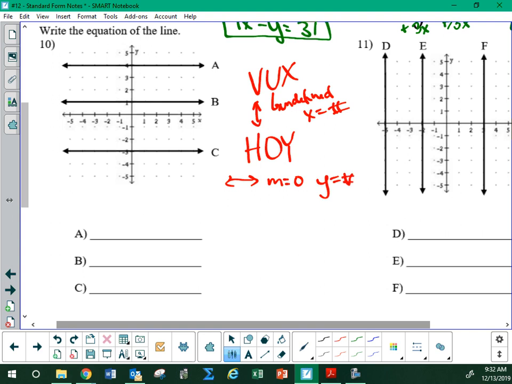Okay. So if I take a look at number 10, are these horizontal or vertical lines? Horizontal. So I'm going to be using Hoy, which means it's y equals. I have y equals, y equals, y equals. All right, let's take a look at line A. What does y equal here? 4. We're done. All right, line B. What does y equal there? We're done. For C, what does y equal here? Negative 3. We're done.